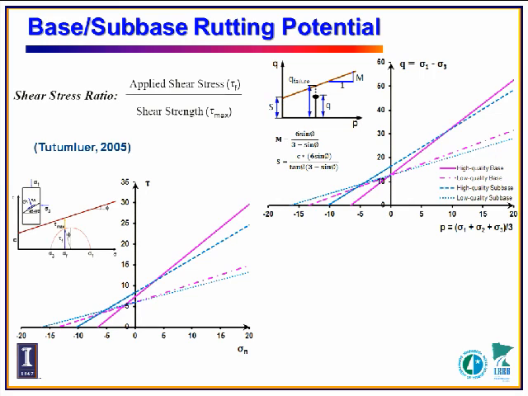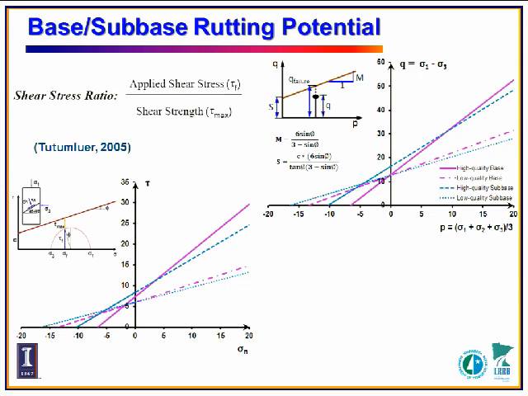Here are the two stress ratios we can calculate based on the Mohr-Coulomb failure criteria. The bottom left one was proposed by Professor Tutumluer and his student for limiting the permanent deformation or rutting of the unbound granular material layers. So basically, this shear stress ratio is the applied shear stress over the shear strength, and the upper right one shows the PQ diagram, which is kind of effective in evaluating the rutting potential of unbound layers.